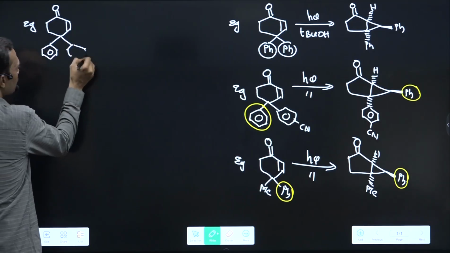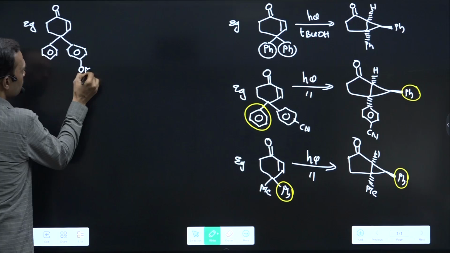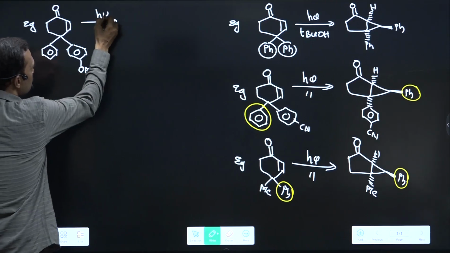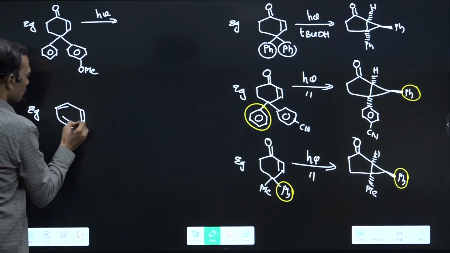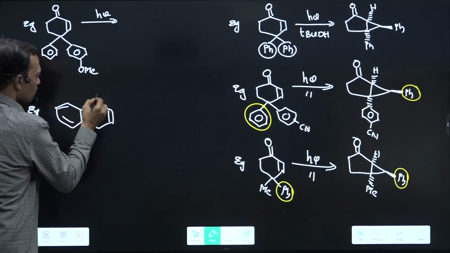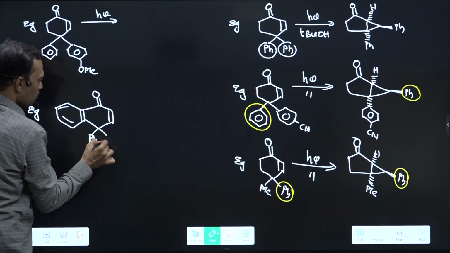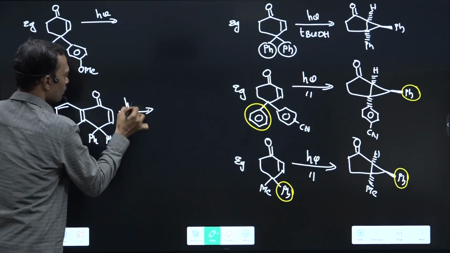Here is benzene, and here I am also using benzene having a methoxy group. Photochemically, what is the answer?